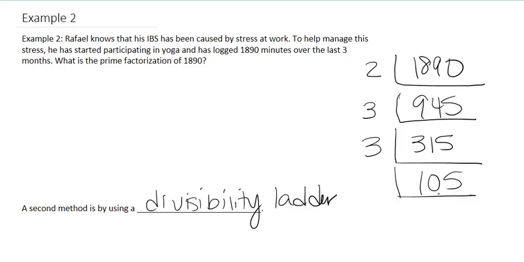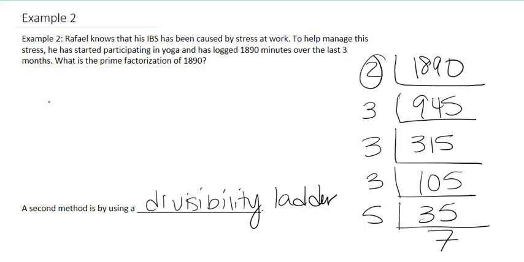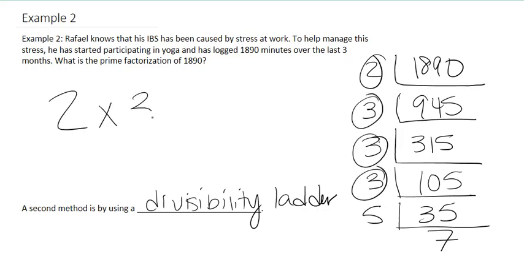Now, 105 can be divided by 3 again, and this gets us the answer of 35. So 3 goes into 105 35 times. Now we can divide 35 by 5 and 7, which are prime numbers. So for our prime numbers, we have 1, 2 2s, and then we have 1, 2, 3 3s. So we have 2 squared times 3 to the third times 5 times 7.